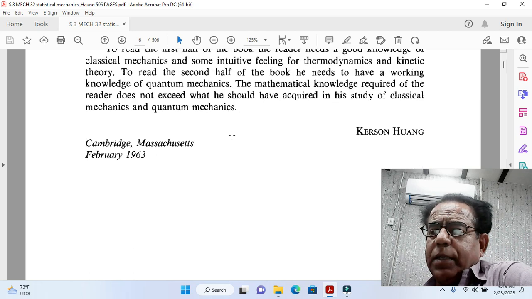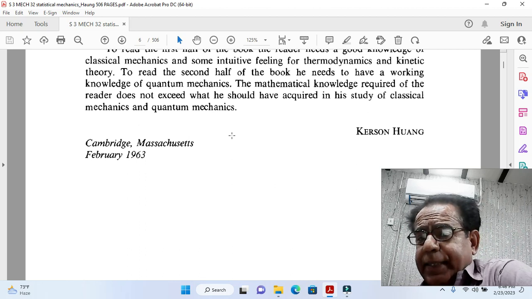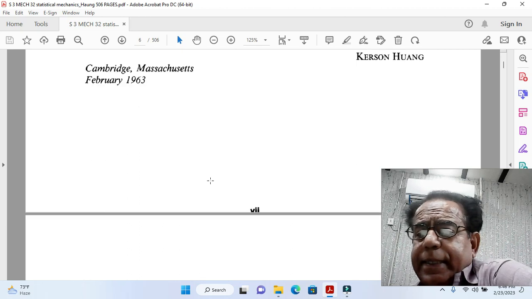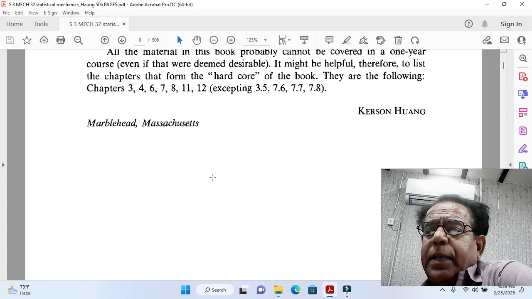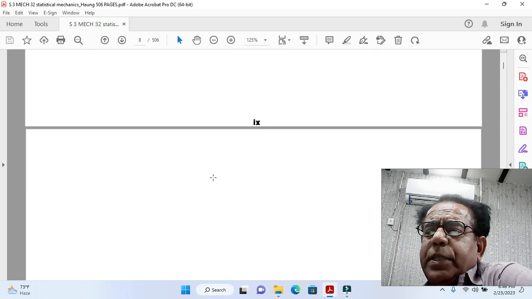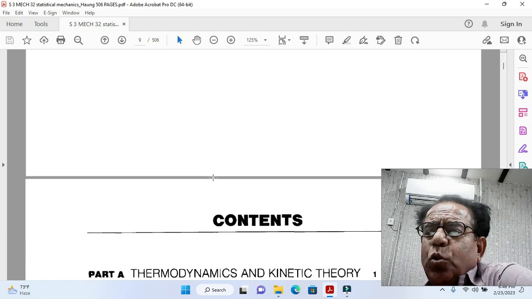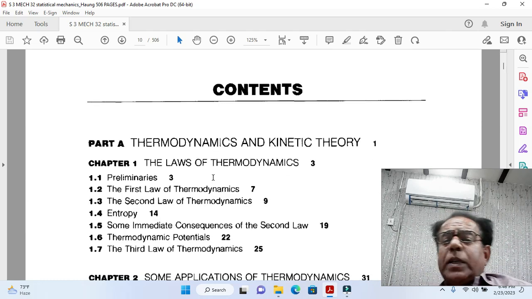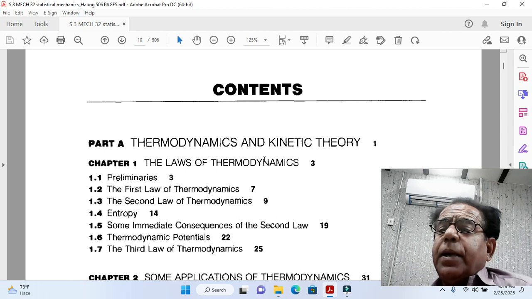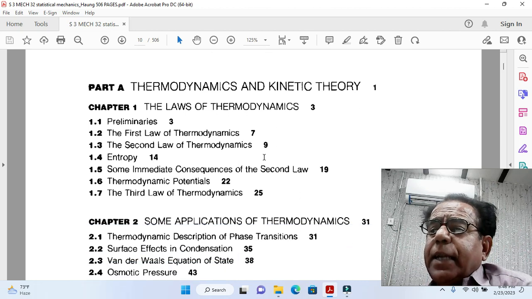Kerson Huang wrote this preface in February 1963. He also wrote another preface because it has two editions, so preface was also written twice. Part A, thermodynamics and kinetic theory.